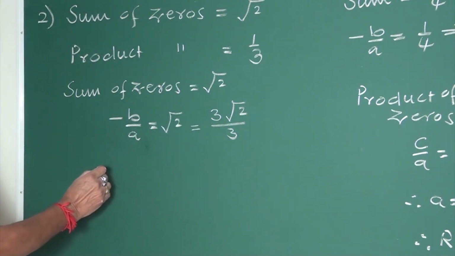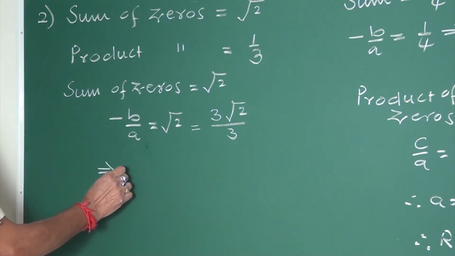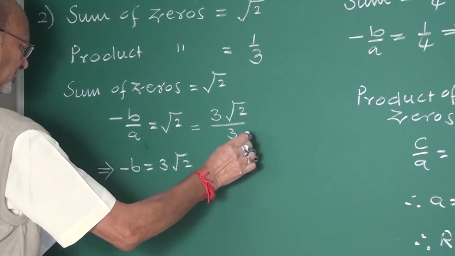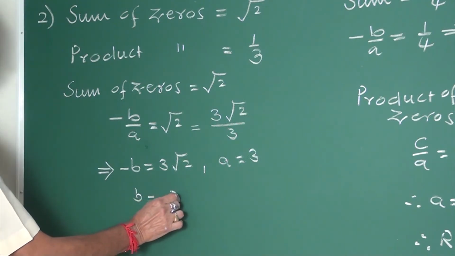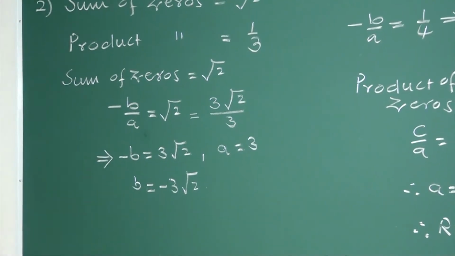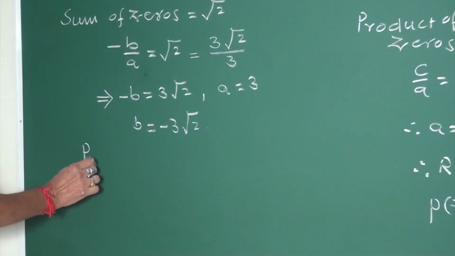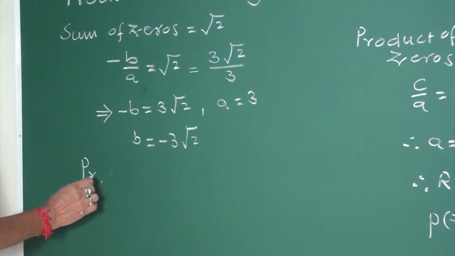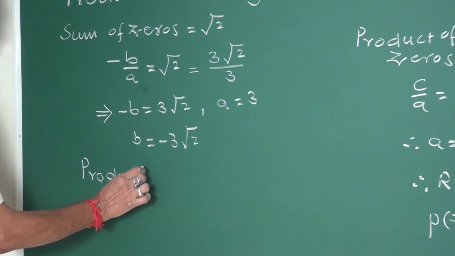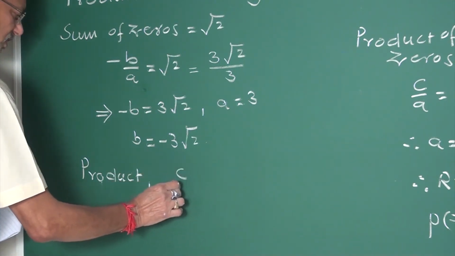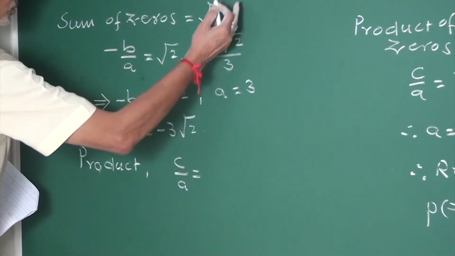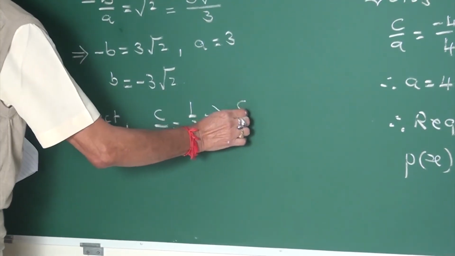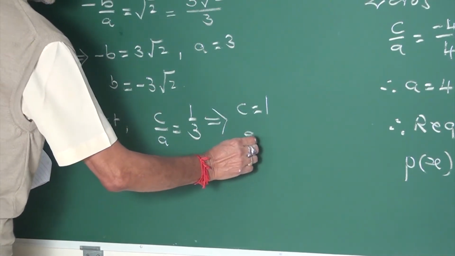From this, what is the value of minus b? Minus b is 3 into root 2. And what is a, my friend? 3. So from this, what is the value of b? Minus 3 into root 2. What is c? What is the product? Product is c by a. The product of two zeros, c by a, is given as 1 by 3. Directly from this, what is c? 1. What is a? 3.